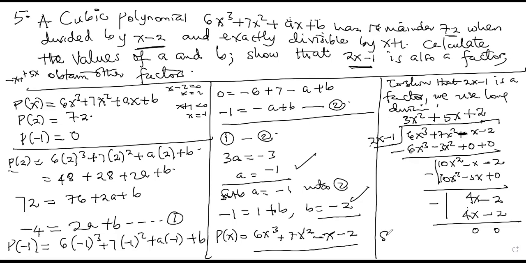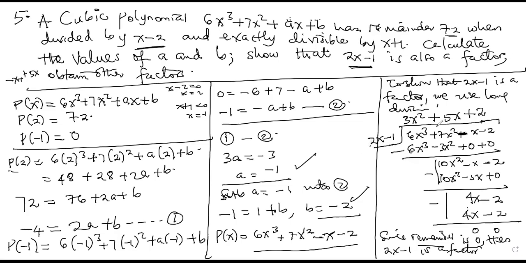So you'll be saying since the remainder is 0, then 2x minus 1 is a factor. Now, they want you to find other factors. We began by getting values of a and b. We showed that this is a factor. Now we need other factors. How do we get other factors? To get other factors, you need to first write the general expression.